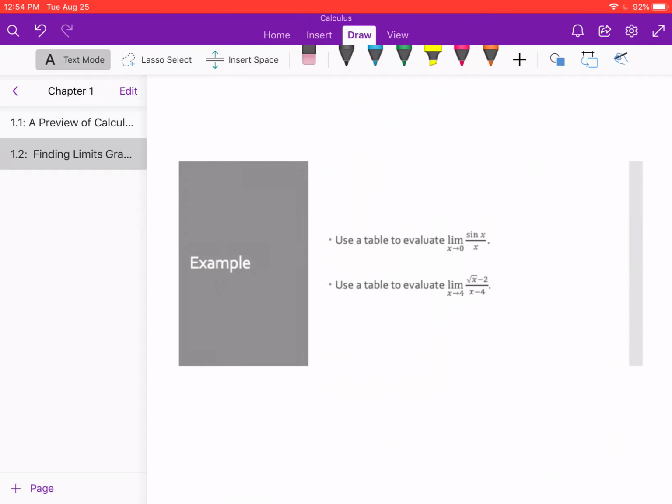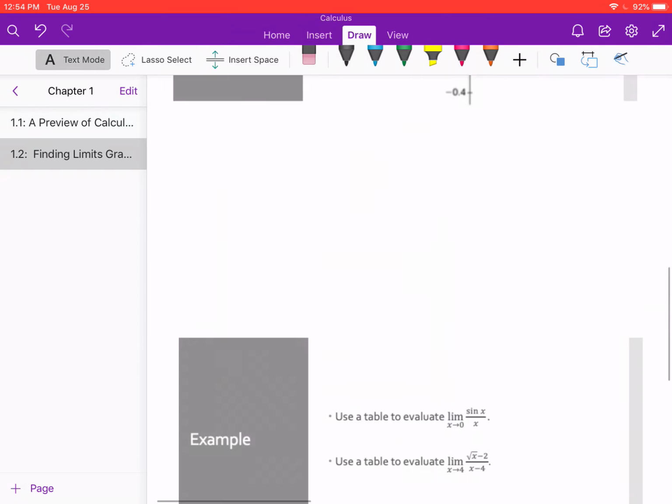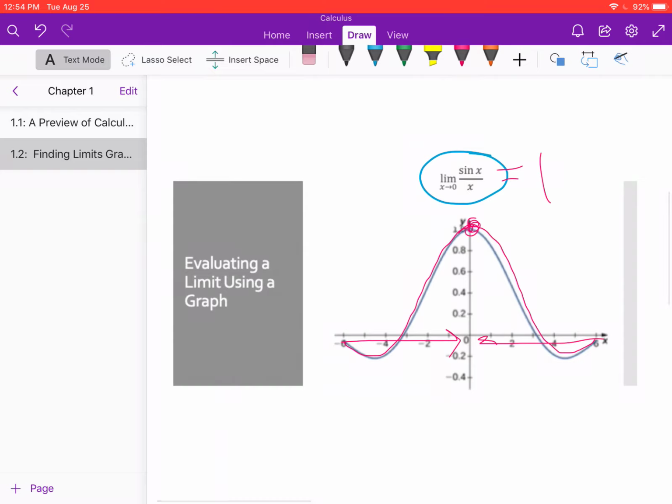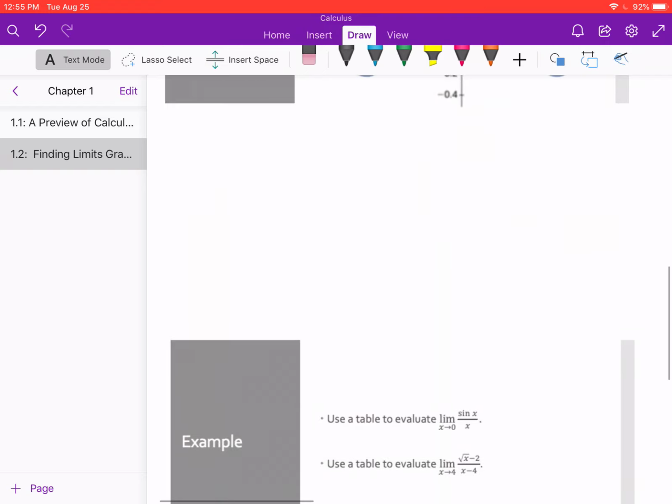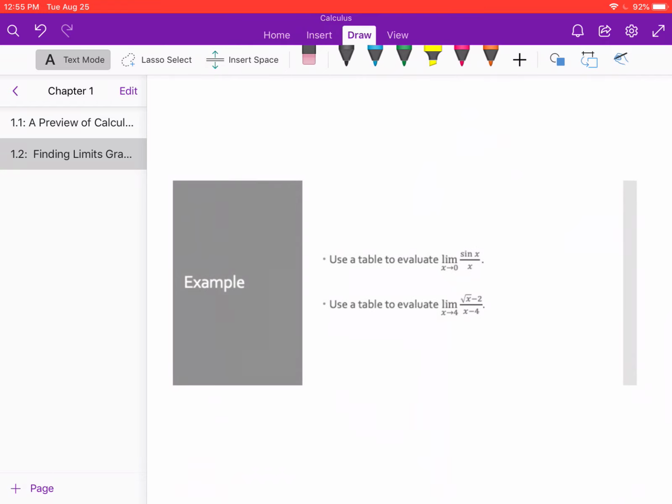Now let's talk about using a table. A table also works if you don't have a graphing calculator handy. So let's make a table. Let's look at this sine of x over x. We already know, based off the graph, that the limit as x approaches 0 of sine of x over x is 1 because we did that with a graph. So let's see how we can get there with a table.